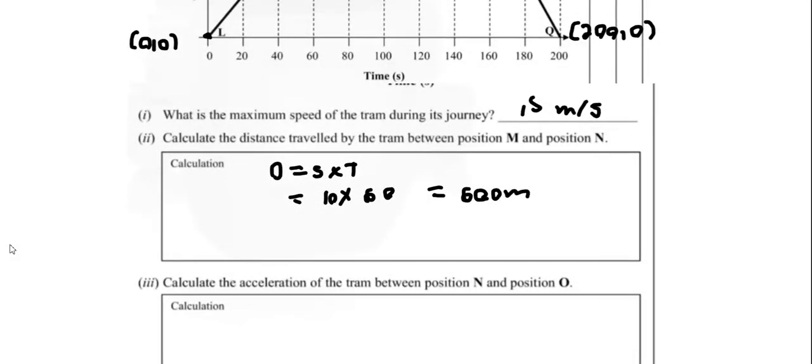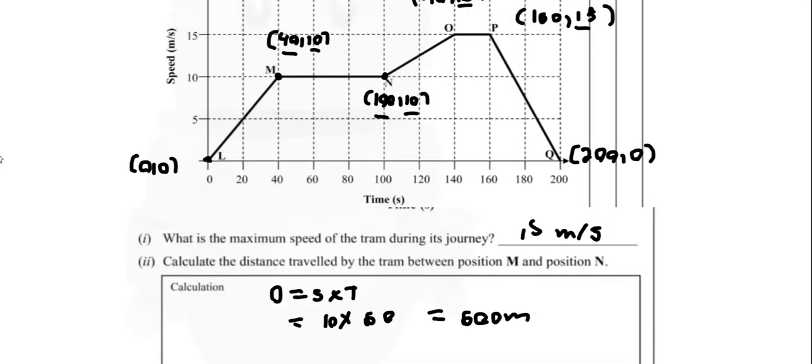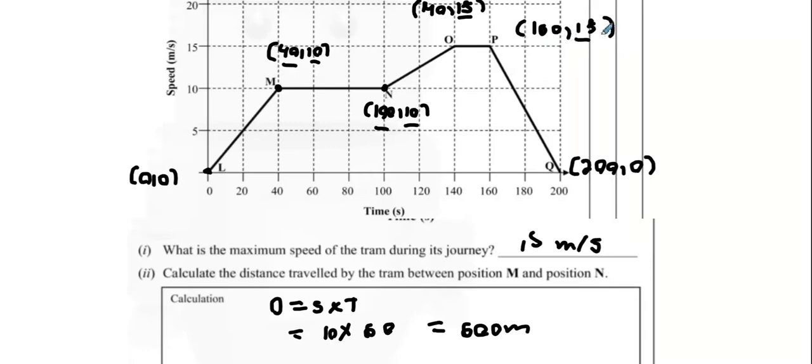Okay. Calculate the acceleration of the tram between N and O. So a equals v minus u over t. So N and O is what we're looking for. Your v value is 15. See N to O, I'm just going to highlight it in red here. You start off at 10 meters per second, and then by the end of that period of time, you're at 15. So v is 15. Your u value is 10. The time taken is 100 to 140, which is 40 seconds.